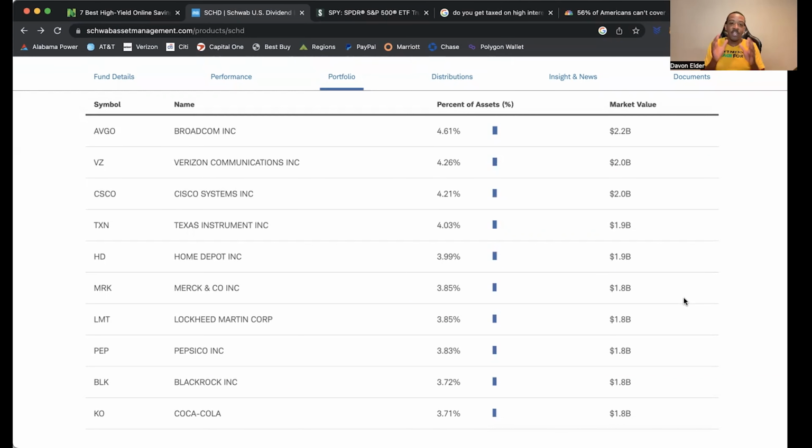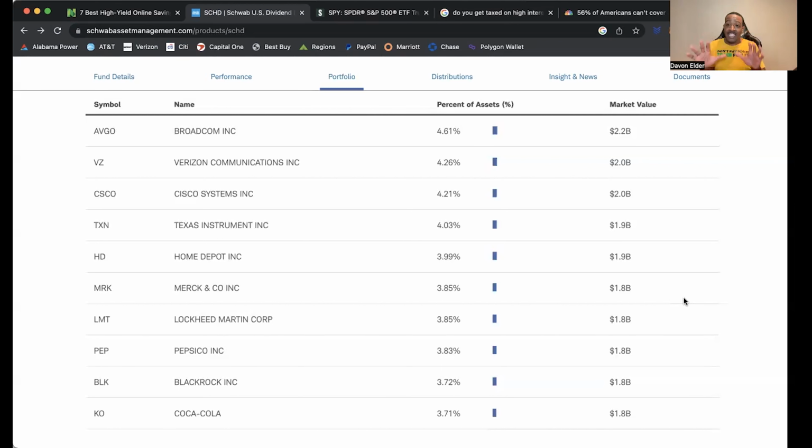Okay, everybody. So these are the top 10 holdings in this particular ETF. Now, I'm going to run through these companies very quickly. Broadcom, Verizon, Cisco Systems, Texas Instruments, Home Depot, Merck & Company, Lockheed Martin, PepsiCo, BlackRock, and Coca-Cola. Now, I'm going to tell you, you should feel very, very good about these holdings in this particular ETF. And there's 3 reasons why I want you to feel good about these.